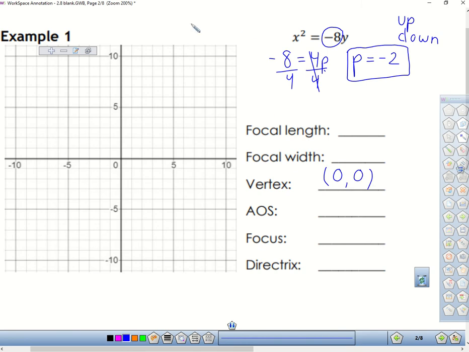So the vertex is always in the form, it's going to look like this. So if this had a vertex, it would be like x minus 0 squared equals negative 8 times y minus 0. So this is the coordinates of your vertex. But since both of them are 0, it's just 0, 0. So that will happen a lot as well. So once you get your vertex, you're going to plot your vertex on your graph.